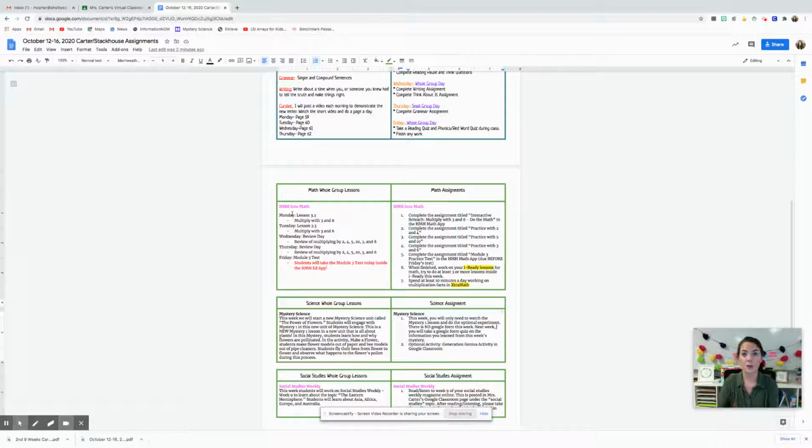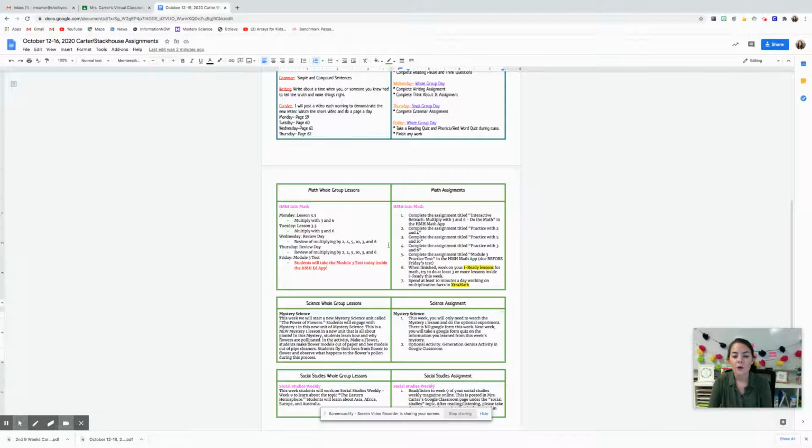We've learned how to multiply by our 0s, our 2s, our 4s, our 5s, and our 10s. So now today and tomorrow, in whole group and then small group tomorrow, we're going to really focus on our 3s and our 6s. Now, on Wednesday and Thursday this week, we're going to review all of those math facts that we've learned and those strategies for those facts. And on Friday, we're going to take our Module 3 tests. So you'll do that just like you've taken your other tests, which you've done a great job with. You're going to go into your HMH Ed app and take that test.